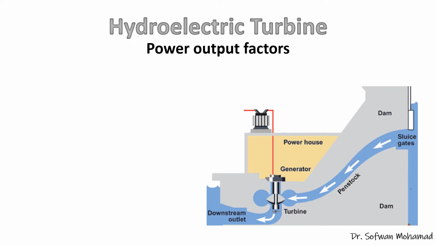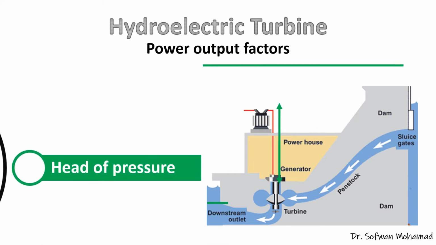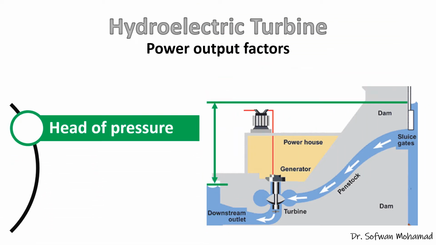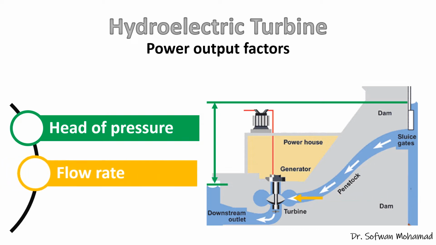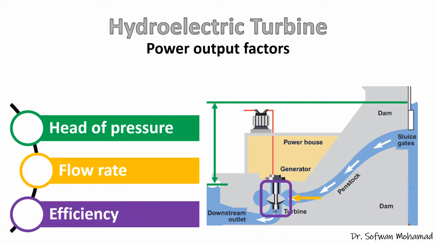The amount of energy that can be converted depends on several factors, such as the available head. This is the amount of water above the turbine, or the height of the water above the turbine. The flow rate through the turbine, and the efficiency of the turbine itself.